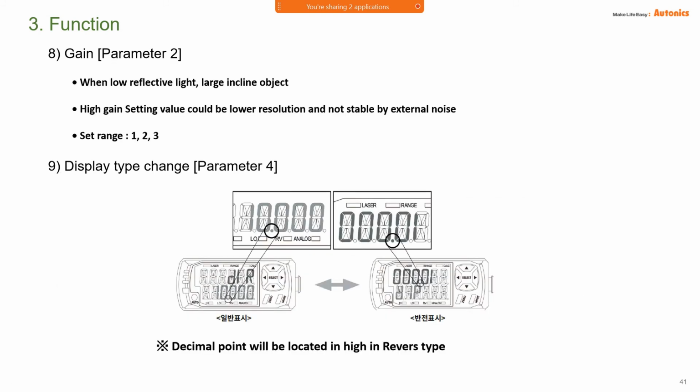Also have a gain setting. So in parameter 2 there is a gain setting. When low light, large inclined object, a high gain setting value could give lower resolution and be not stable against external noise. So if the object absorbs light, like you detect the black color, you need to apply this gain to give more power to the sensor to detect, to give feedback to the emitter and receiver.